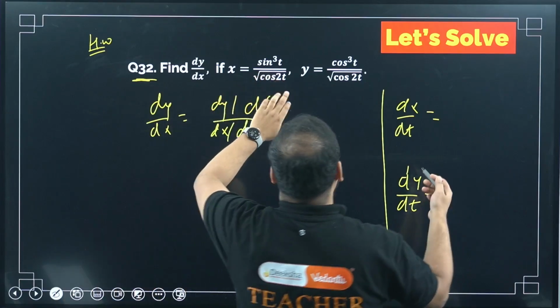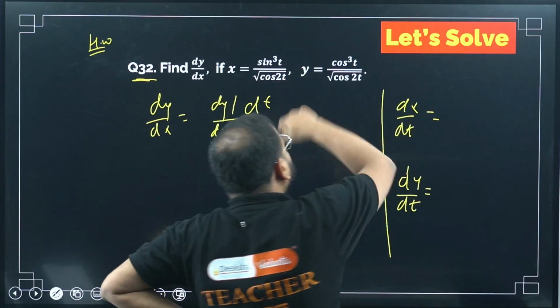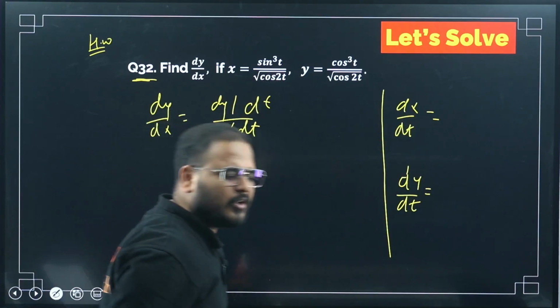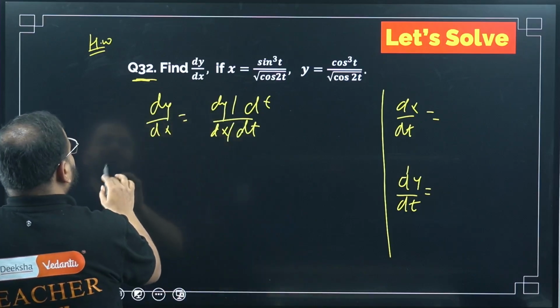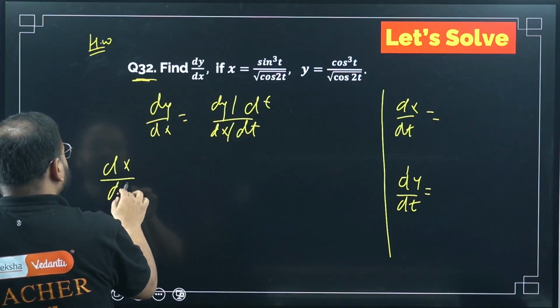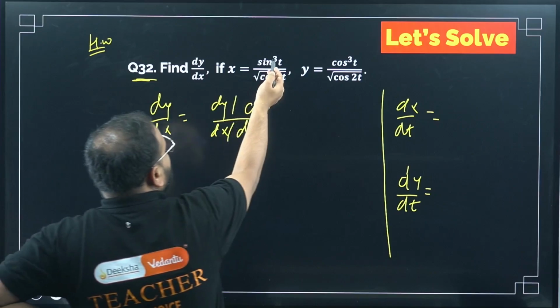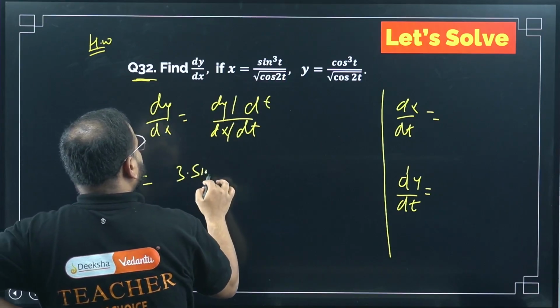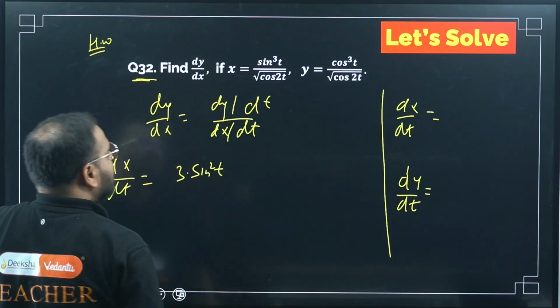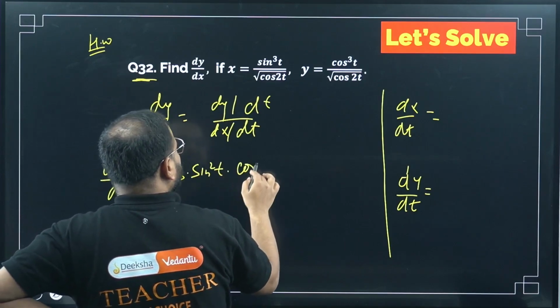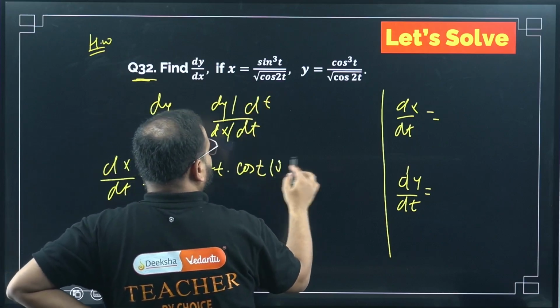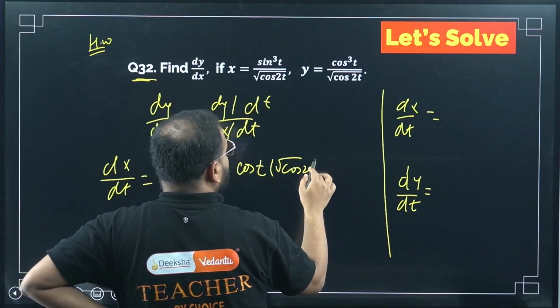So let's check here. What am I going to do? I have to use the quotient rule first. So let me just solve one part for you. Let's say I'm going to do sine cube first. So it'll be 3 sine square t times cos t, and this will remain as it is, root of cos 2t. Yes or no?